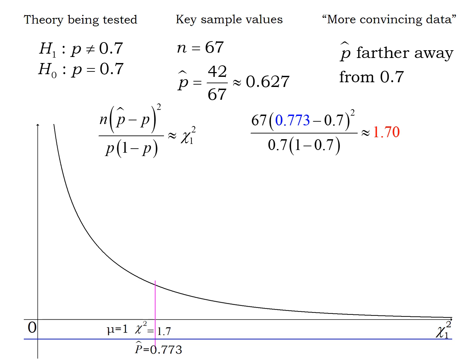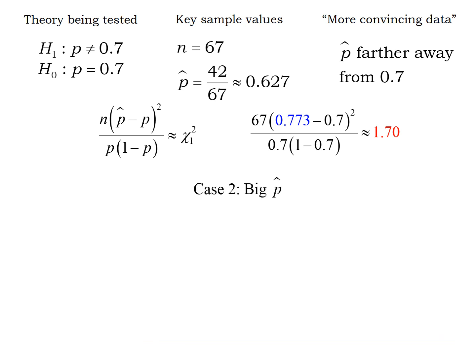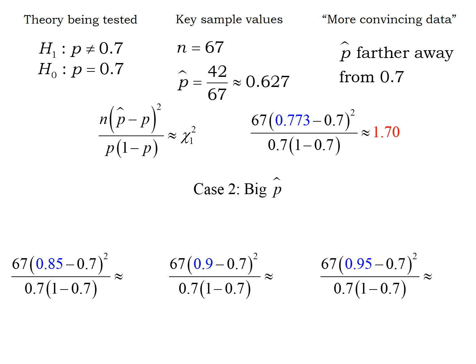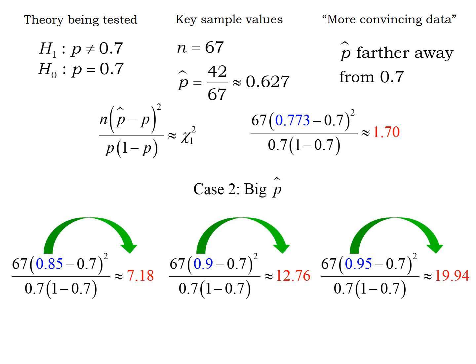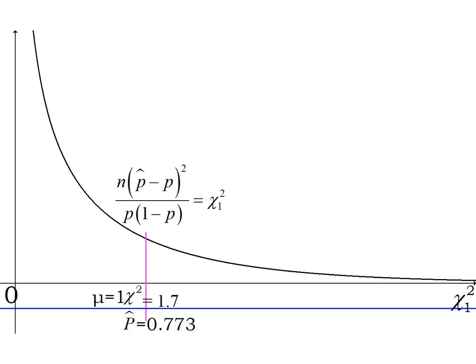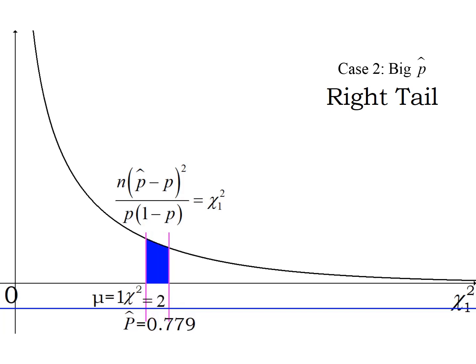What's going to happen to our chi-squared scores if we had even bigger p-hats? Let's do the math. Okay, so 0.85, that's a bigger p-hat. 0.9, 0.95. So as our p-hats are getting further and further above the 0.7, what's happening to the chi-squared scores? They're getting bigger. So larger values for p-hat turn out to be equivalent to larger chi-squared scores also. So if we had really big values for p-hat, we would also end up with these really big chi-squared scores in the right tail.